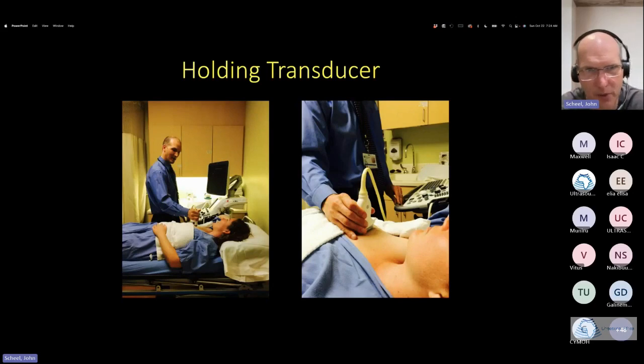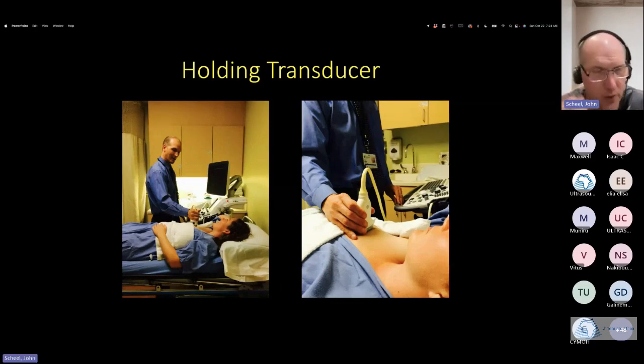Here's another example of an incorrect positioning. You can see on the left picture, I am holding the transducer by the cord. Some people do this because they find it more comfortable, but the problem is that as you turn, you're going to loosen the cord from the transducer, and that's the most expensive part of the cord.